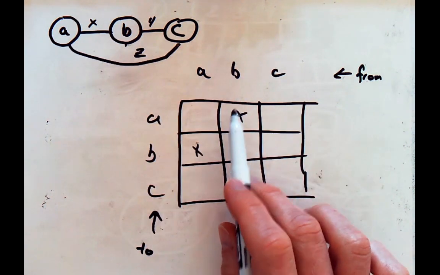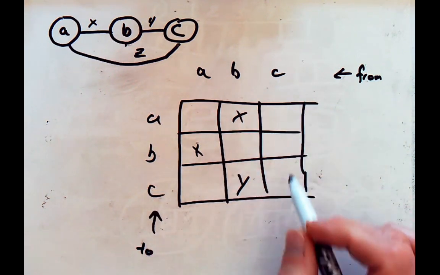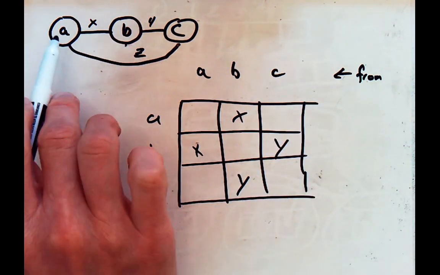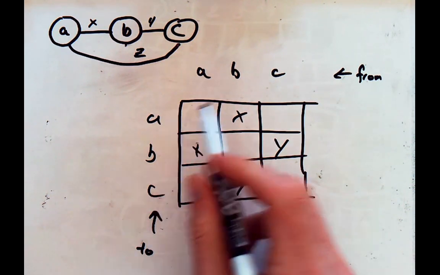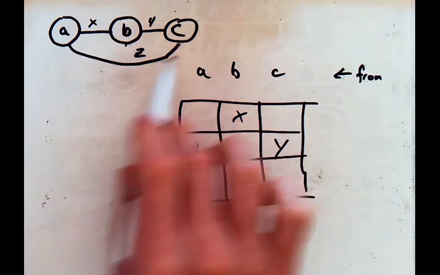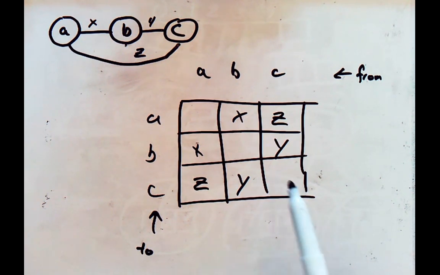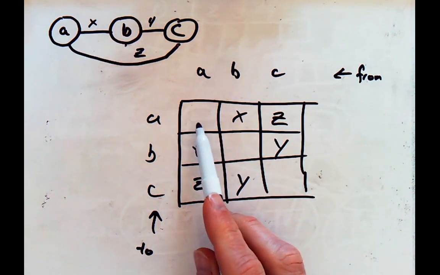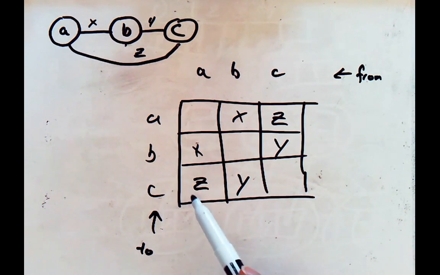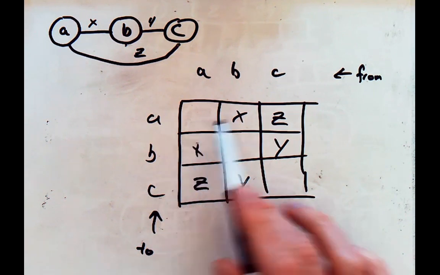We can go from B to C over link Y, or from C to B over link Y. We can go from A to C over link Z, and of course we can do the reverse of that, from C to A over Z. Okay, so with a simple graph, the individual boxes contain either the weight or details about the particular edge or arc between the two vertices. It would be possible to extend this to multi-graphs by having each individual box be a collection of edges.